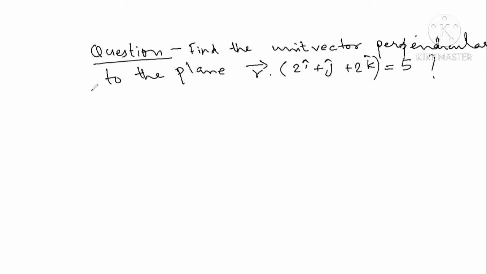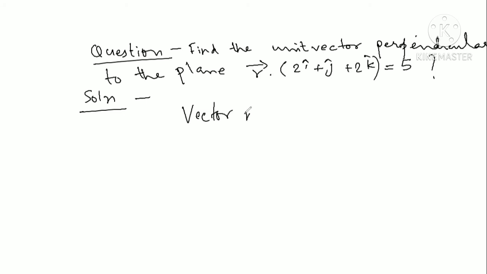Okay, so we have to find the unit vector which is perpendicular to this plane, and the equation of the plane is given to us: r vector dot 2 i cap plus j cap plus 2k cap is equal to 5. So we can solve this equation like this: whichever vector is taken dot product with r vector, that is the vector normal to the plane.